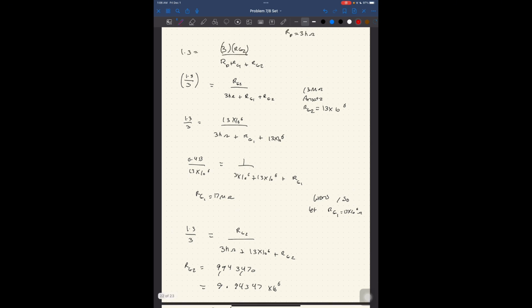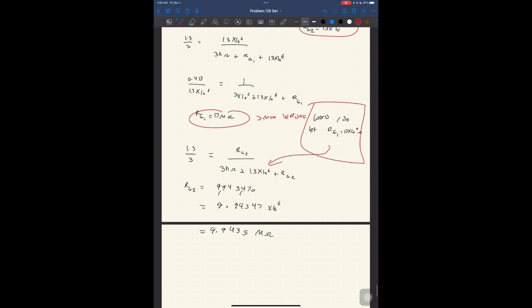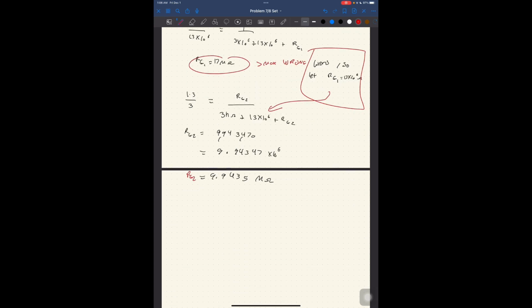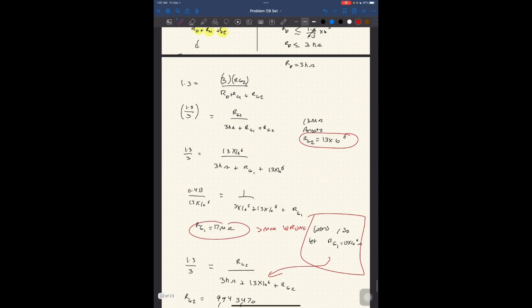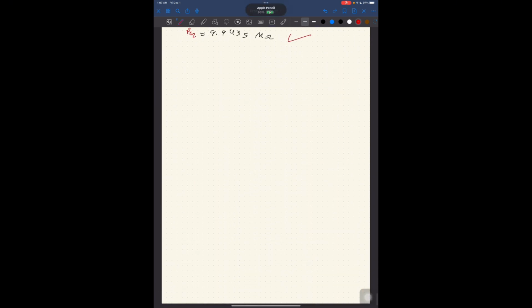If we had taken the ansatz of RG2 is equal to this, we would find that RG1 is equal to 17 mega ohms, which is greater than max. So this is wrong. I'd repeat with a different guess of RG1, which I did, and that leads me to the actual correct value of 9.9435 mega ohms, and that's the correct value. And this was problem set 7, and I'm out.